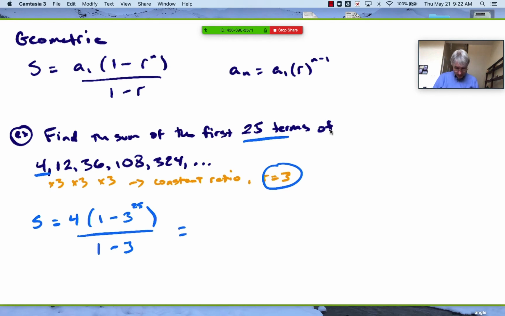And then on the calculator, I actually don't type the whole expression in. I type in the 1 minus 3 to the 25th first, and then multiply times 4, and then divide by 1 minus 3. And for problems of this sort, it's not unusual to get these ridiculously large numbers, because if I keep multiplying by 3 after 25 times, those numbers are going to be really large.